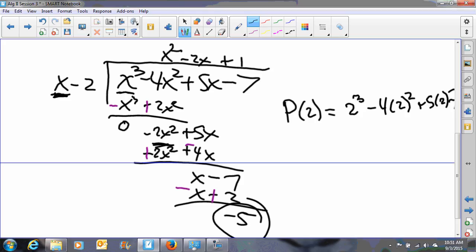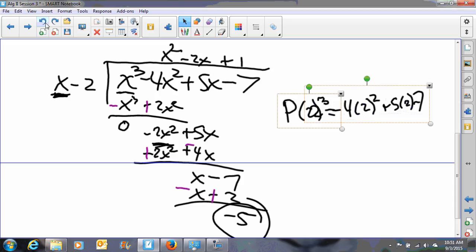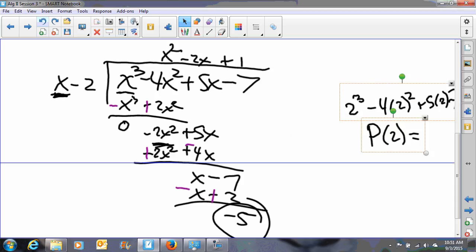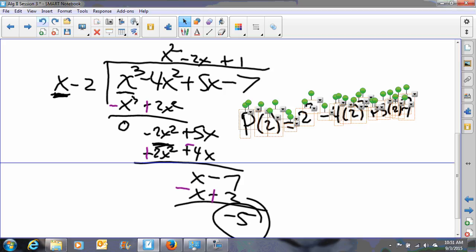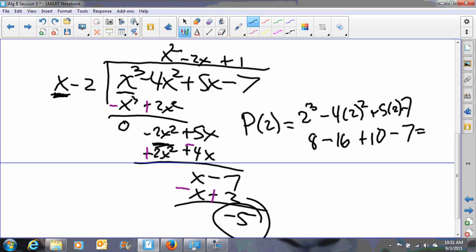Let's see if we can pull that over here. Now, let's go back here. That's going to be 8 minus 16, which is negative 8, plus 10, that's 2, minus 7, negative 5.